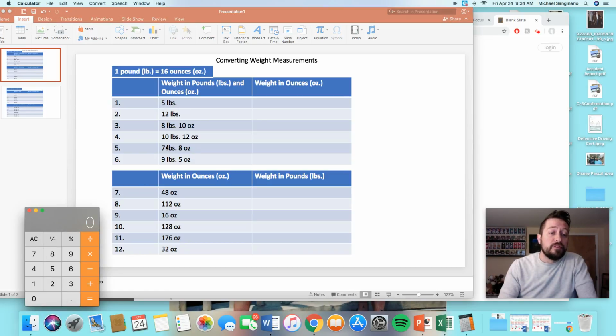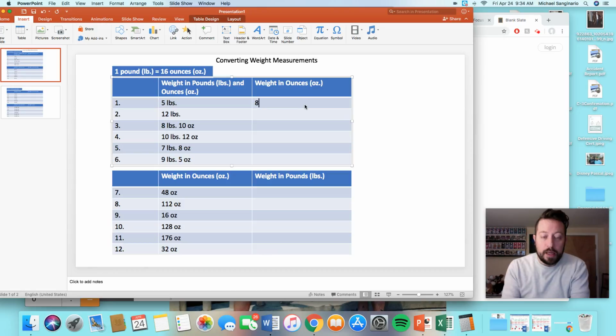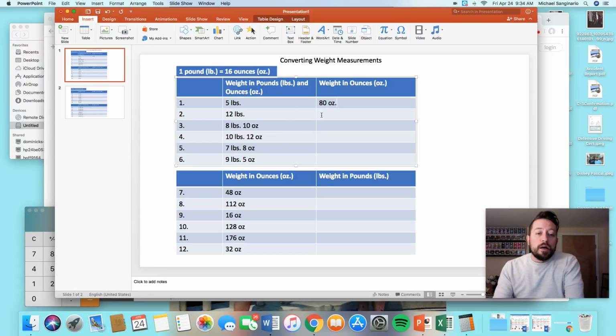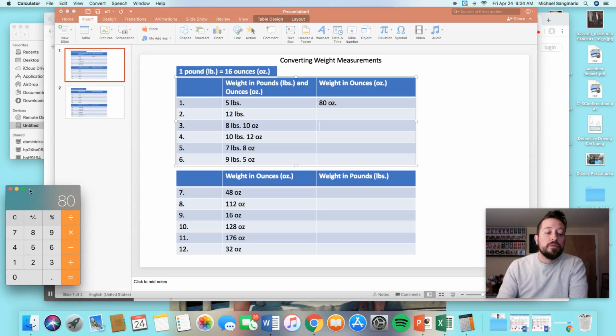I need to multiply 5 times 16 equals, okay? And that's going to be 80 ounces. And again, OZ stands for ounces, okay? I'm going to leave this one for you to do, number 2. Number 3, okay, so here's what we just talked about.